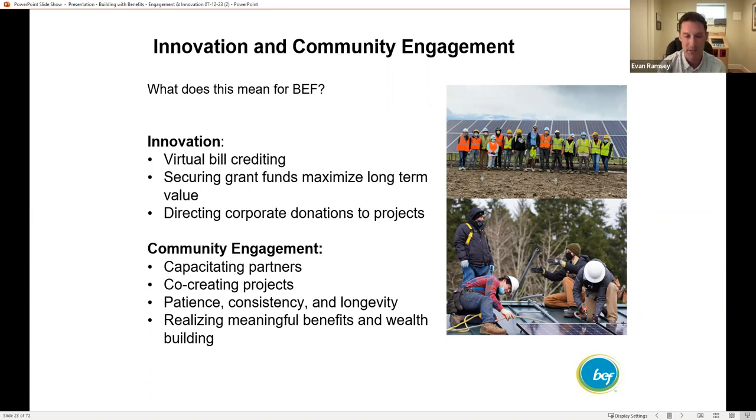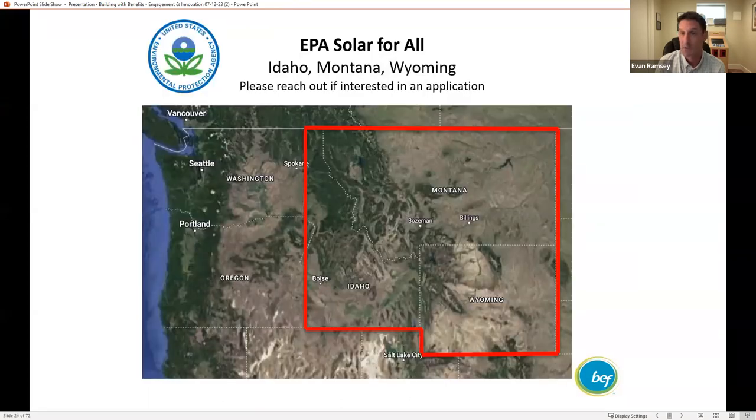And then having patience and longevity is a big part of having success. These projects are difficult. They take a long time, at least in our region. And so being there alongside partners for a multi-year period is a really important approach. Next slide, please. Just wanted to take this opportunity for a quick plug here.